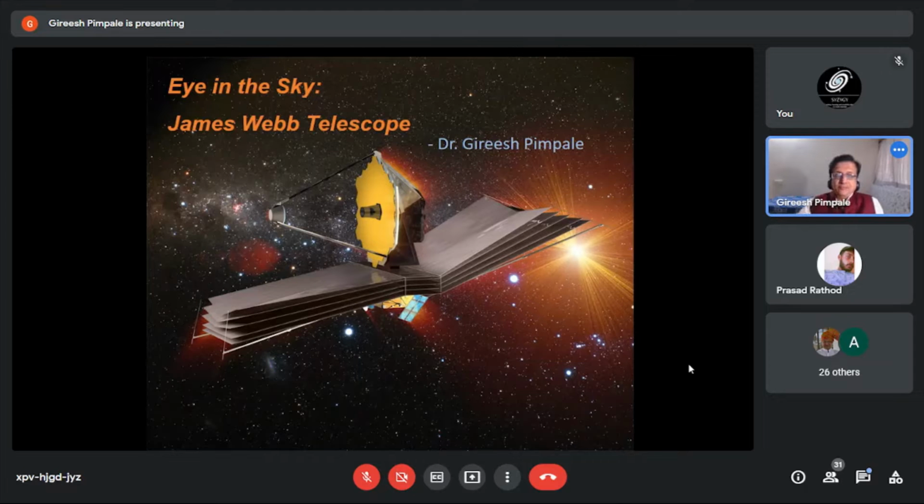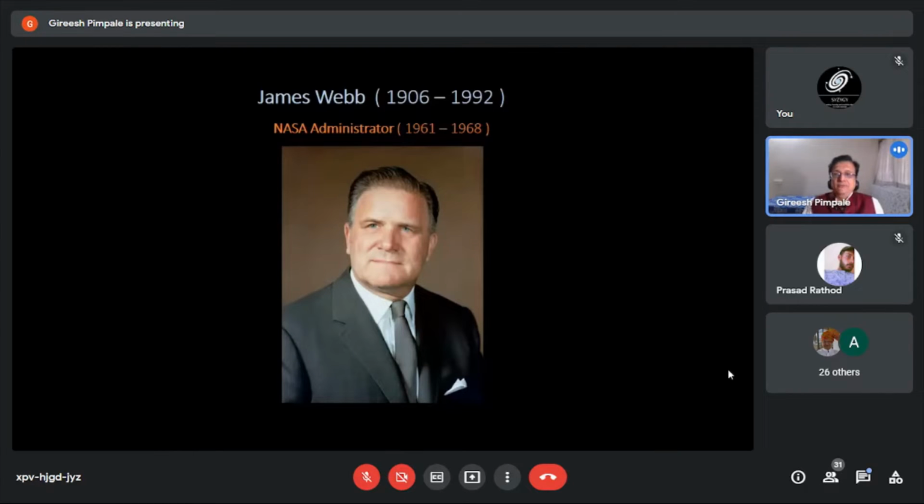Many photographs I have included in my presentation. Now, this James Webb, incidentally, is not the name of any scientist, but James Webb was a NASA administrator. During his tenure, many important decisions were taken as far as the space program of the USA was concerned. Therefore James Webb happens to be an important figure in the progress in space science made by the USA. So in order to honor him, the telescope has been named after him.